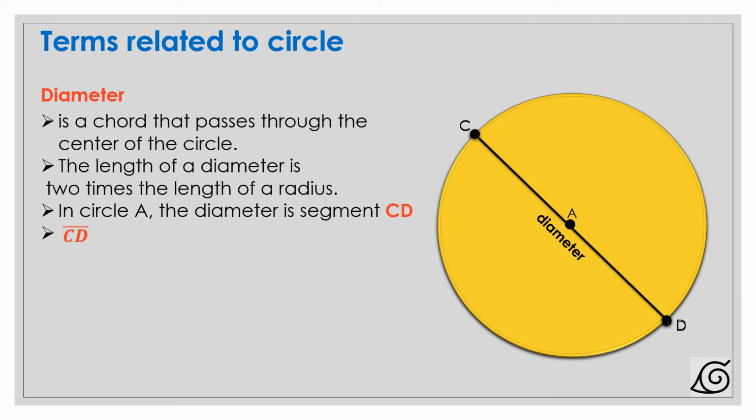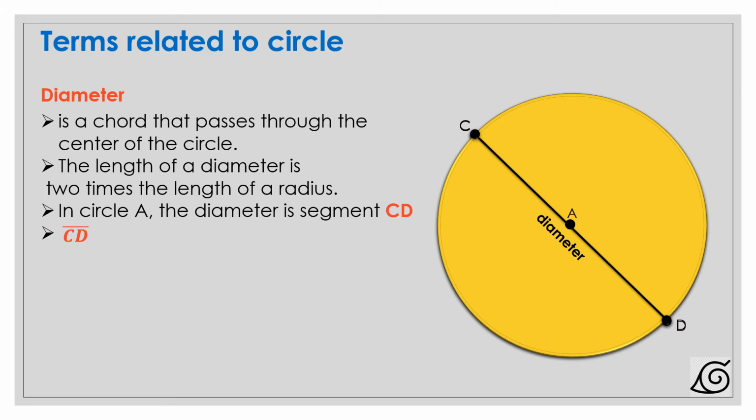The next one is, the length of diameter is 2 times the length of radius. Kung mapapansin nyo po, ayan po siya, twice po siya ng given radius yung diameter. Kaya kung makikita nyo po, ayan, pantay na pantay po. And on the last principle, in circle A, so assume natin ito ay circle A dahil si A ang nasa gitna. In circle A, the diameter is segment CD. Segment CD or segment DC. So, in symbol, ito po siya. Ayan po, line segment CD.